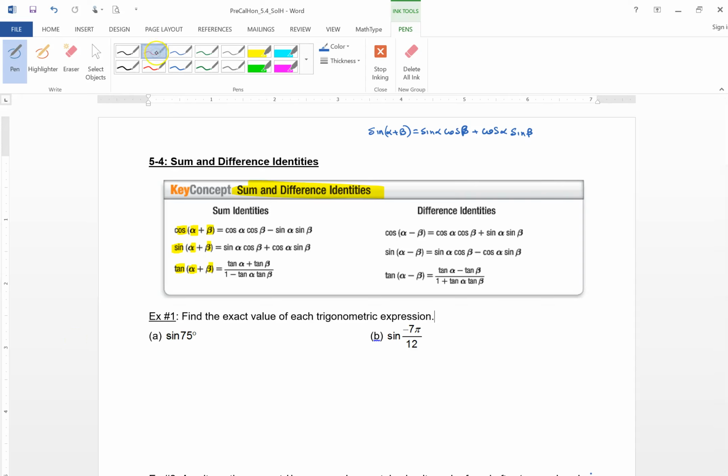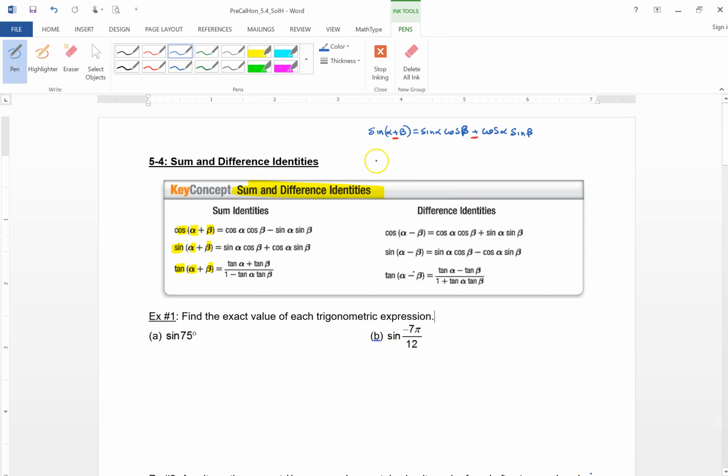Now, so you have sine of alpha plus beta is sine alpha cosine beta plus cosine alpha sine beta. If it's sine minus, everything stays the same, and here there is a minus. So this is how I prefer to write it in a more compact form, okay?